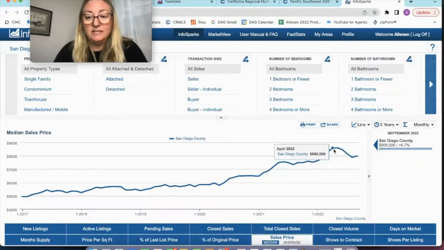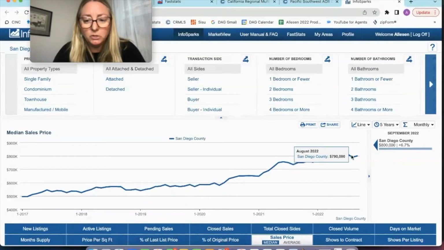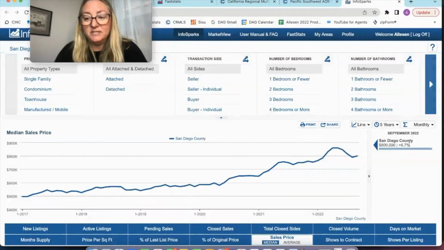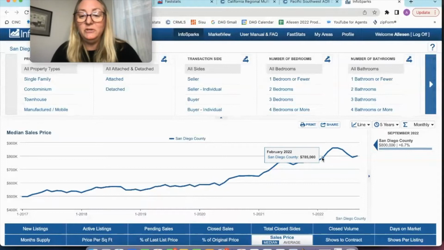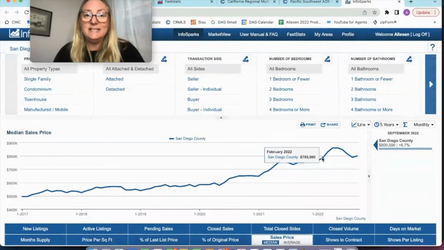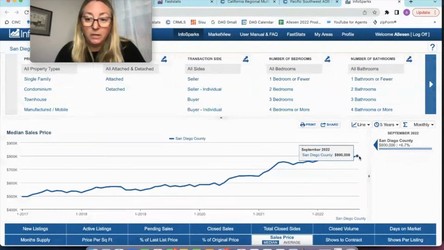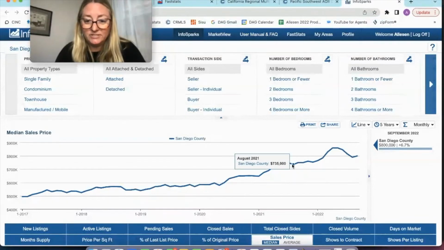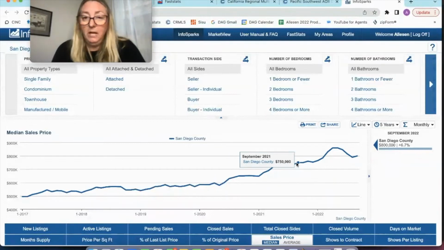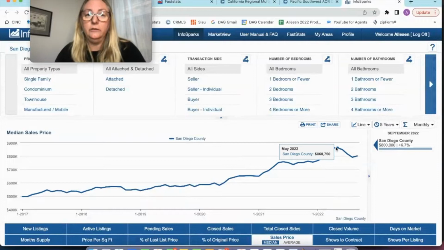I look to see, like, is this a huge aberration from the norm? Kind of where are we? And you can see here, we are still up 6.7% from last year. So if you hear statistics that say, oh, we're up in prices, technically we are. So you can see September of 2022 is at $800,000 median price. And if you go to September 2021, we were at $750,000. So prices are up countywide, but they are down from the high earlier this year.